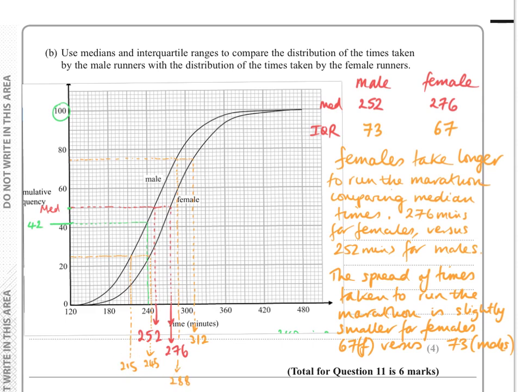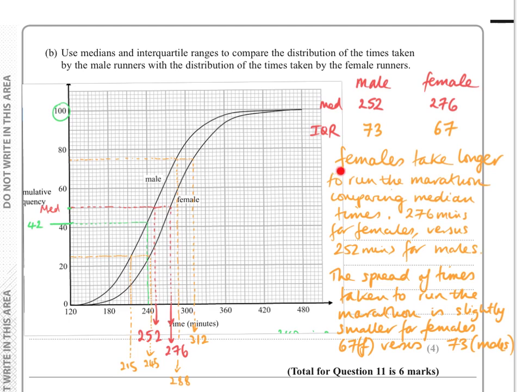And I did the difference between 288 and 215 is 73, so that's the interquartile range for males, and I've done the same for females as well. So the way I interpret this question is, when it says comparing the medians and interquartile ranges, what I would do is I'd put it in context, so I would talk about the running of the marathon and I'd look at the times as well.